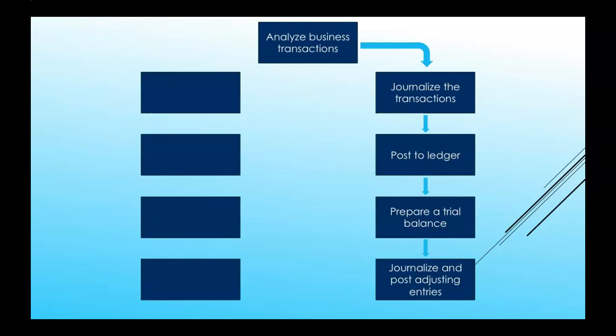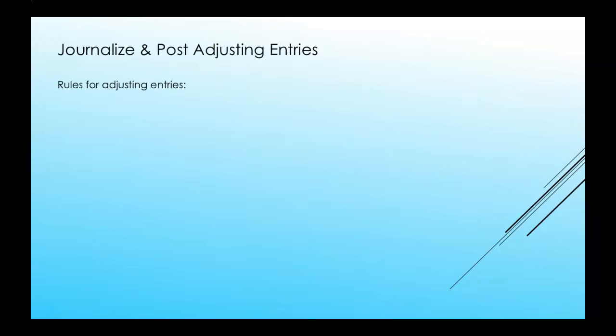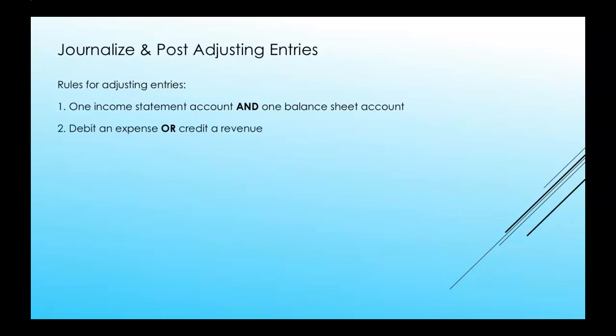So after you prepare a trial balance, then you can journalize and post your adjusting entries. So we have a few rules for adjusting entries. First, every adjusting entry is going to include one income statement account and one balance sheet account. So you're either going to debit an expense or credit a revenue in every single adjusting entry. And you will never include cash.